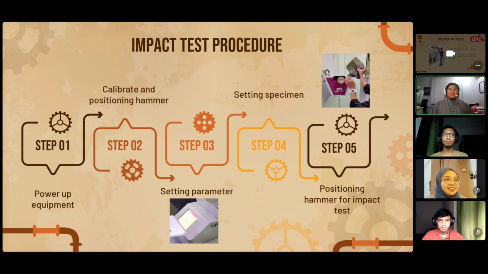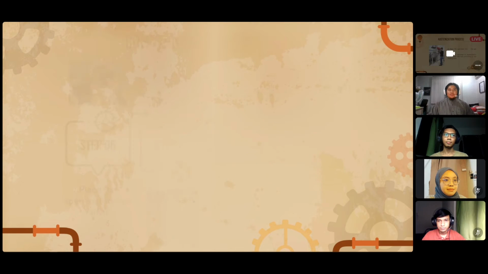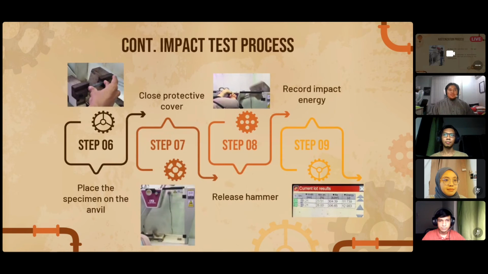Impact test procedure. Step 1, power up the equipment. Step 2, calibrate and position the hammer. Step 3, set the parameters. Step 4, set the specimen. Step 5, position the hammer for impact test. Step 6, place the specimen on the anvil. Step 7, close the protective cover. Step 8, release the hammer. Step 9, and last, record the impact energy.